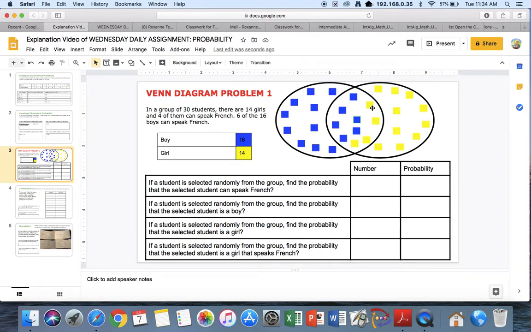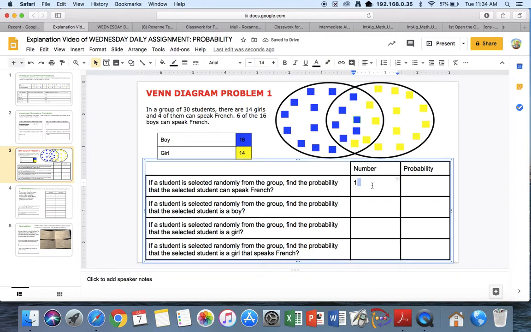So I have 1, 2, 3, 4 girls. 1, 2, 3, 4, 5, 6 boys. Well, 4 plus 6 is 10. So I have 10. Okay, maybe it will let me type in here. There we go, 10. And what's the probability? Well, 10 out of, we said there's 30 students, so 10 out of 30, which equals 1/3.